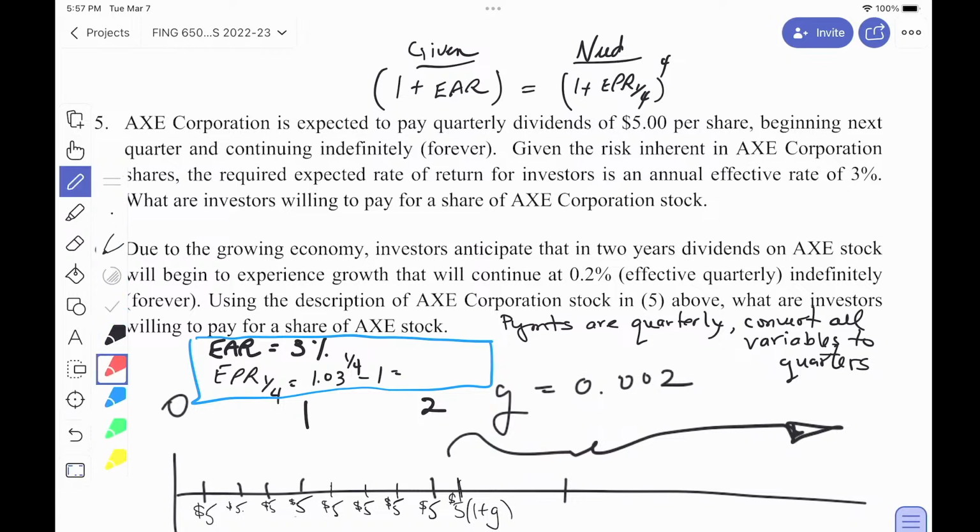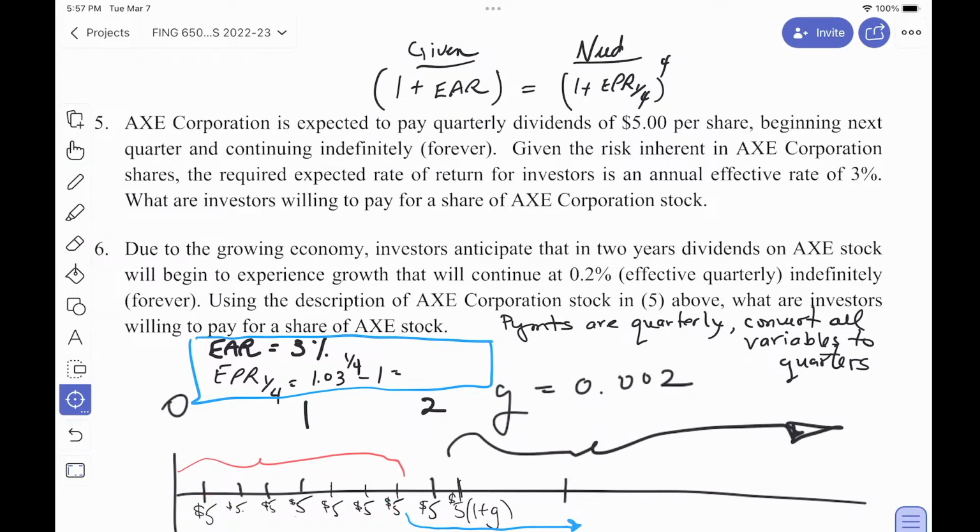So what I'm going to do, and I probably need to do this in the solutions, is this will be part 1. And then this, starting from here, I'll do it in blue. And then starting here will be part 2. So this will be an annuity for 7, and then a growing perpetuity starting here. And this is the 7th quarter. So that's one way to do it. I could have done it a different way.